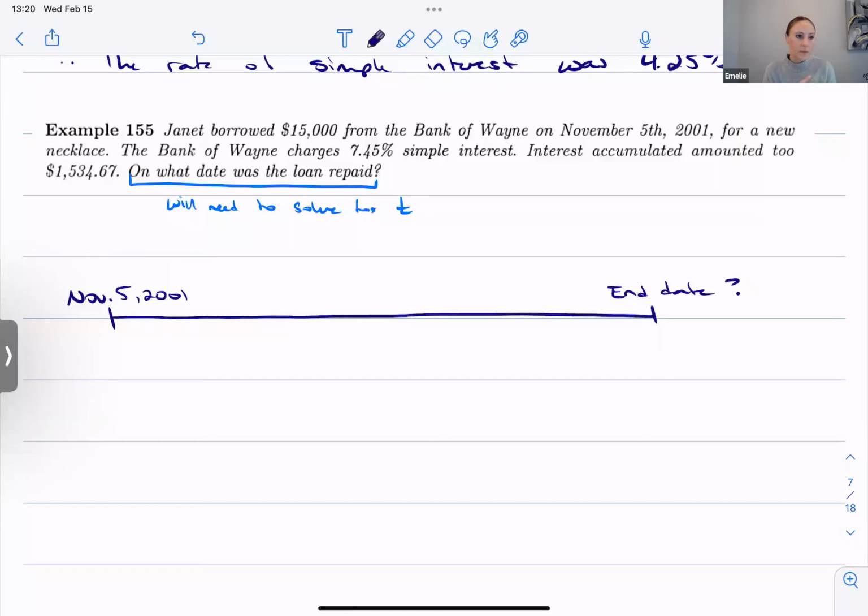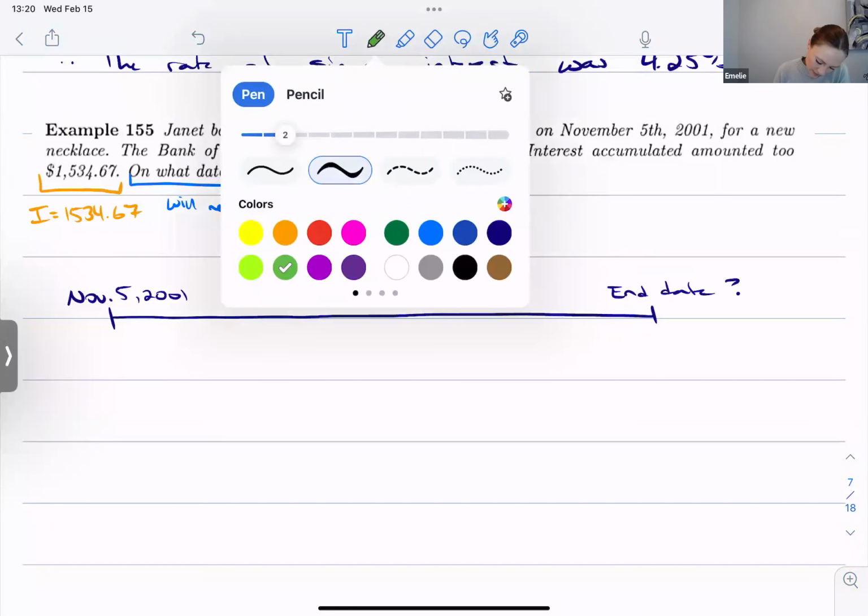All right. So you can use the amount of interest formula. I'm not going to. I'm going to use the future value and the fact that the future value is the principal plus the amount of interest. Just to make a note here, I is the amount of interest. The interest accumulated amounted to $1,534.67. The principal amount was $15,000.